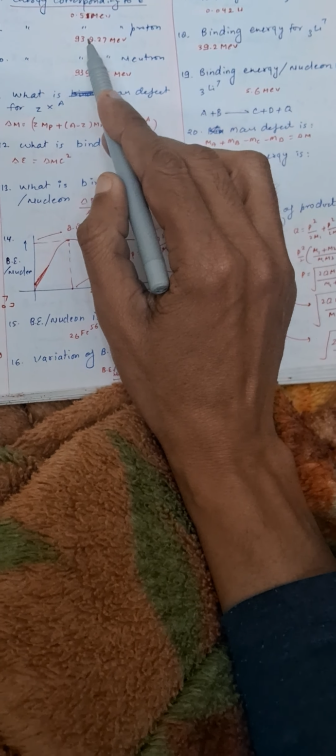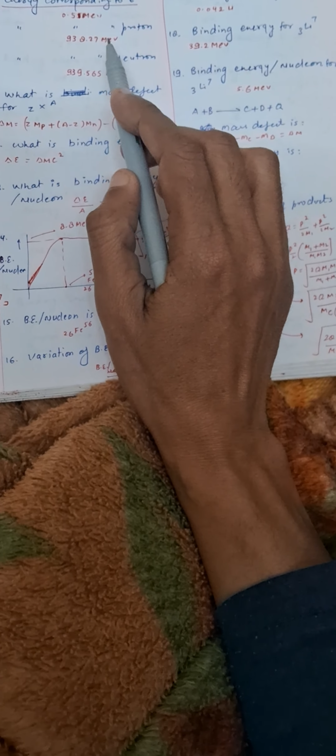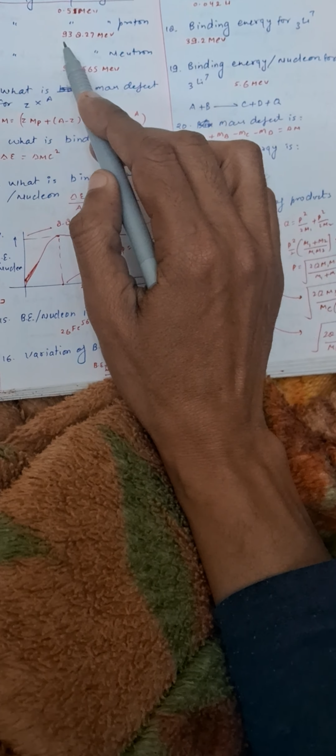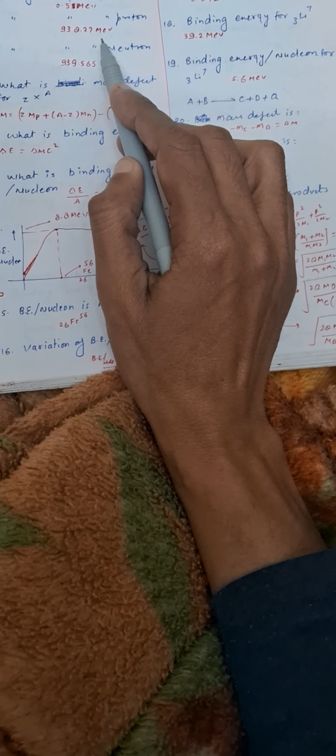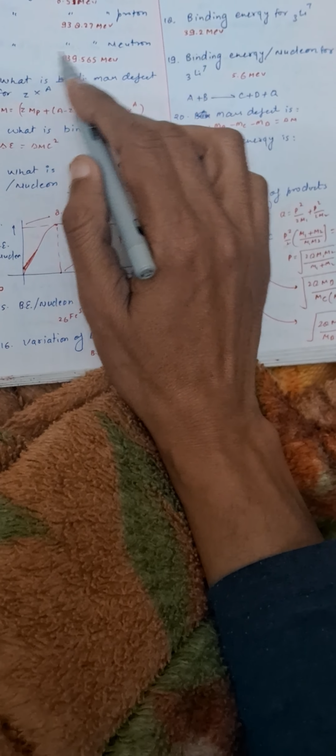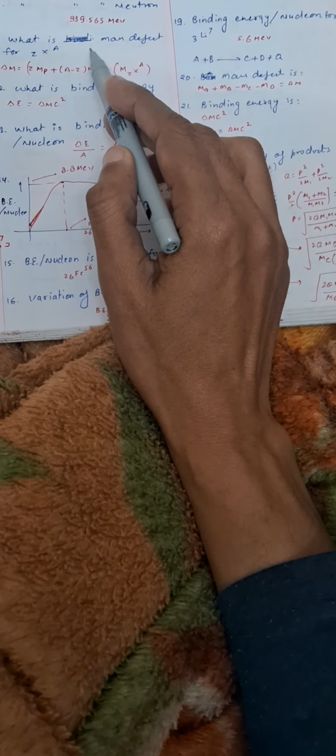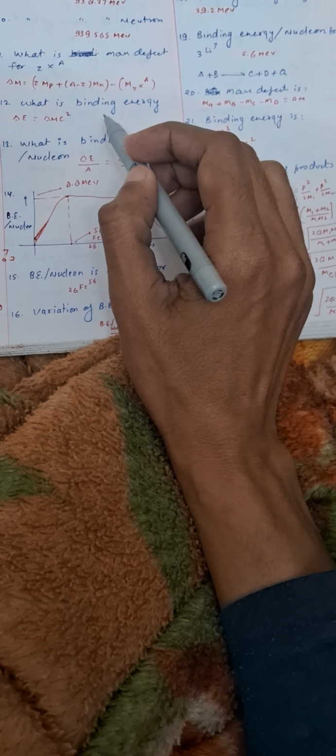Next is energy corresponding to an electron. It is 0.51 mega electron volt. Next is energy corresponding to a proton. The proton has a mass of 1.67 into 10 to the power minus 27 kg. If we convert that into mega electron volt, it is about 938.27 mega electron volt. Then for the neutron, it is 939.565 mega electron volt.